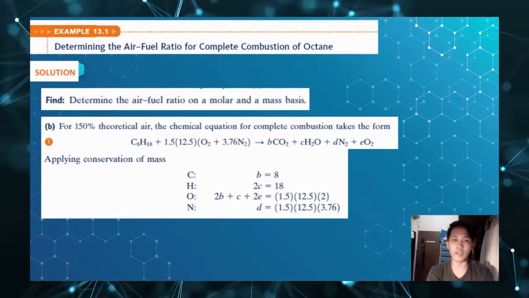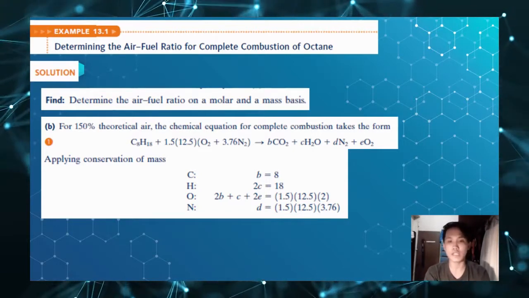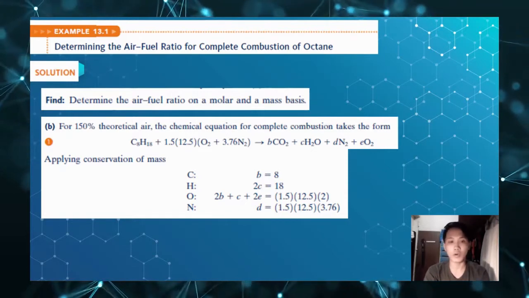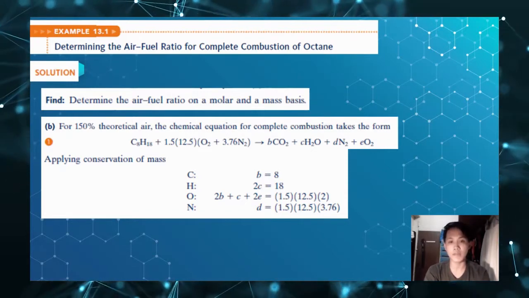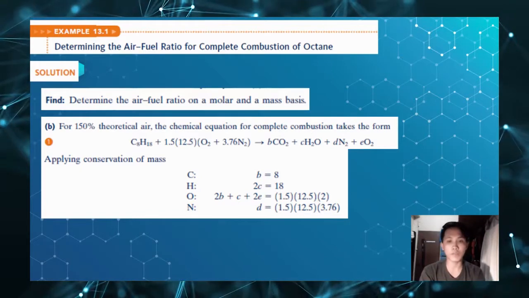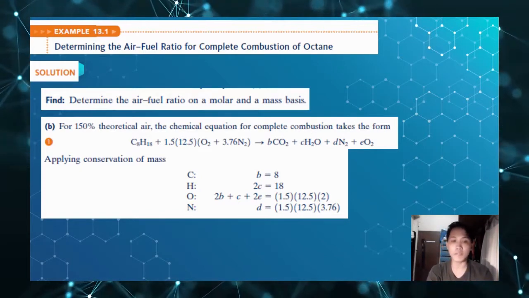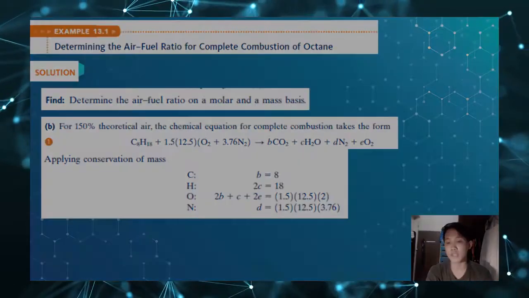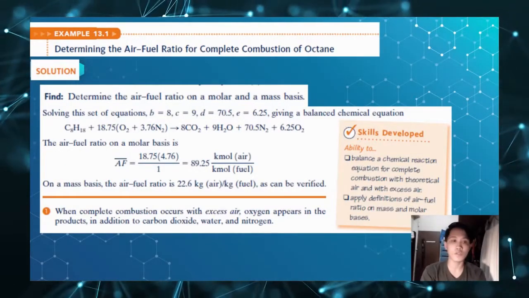So applying the conservation of mass, we'll get that B is equal to 8, H is 2C is equal to 18, O, which is 2B plus C plus 2E is equal to 1.5 times 12.5 times 2, and D is equal to 1.5 times 12.5 times 3.76. We will get those with this.